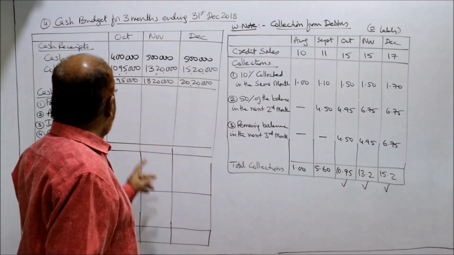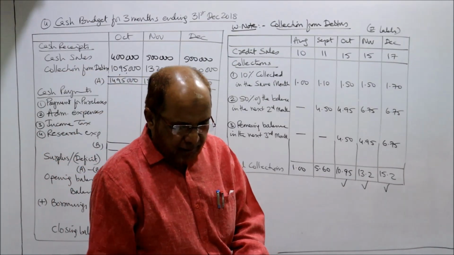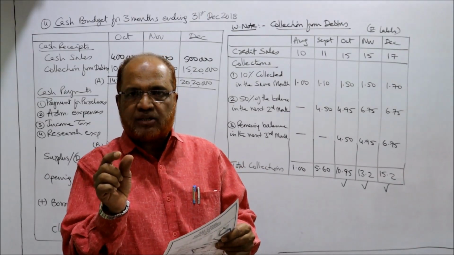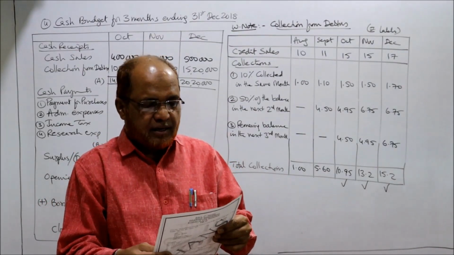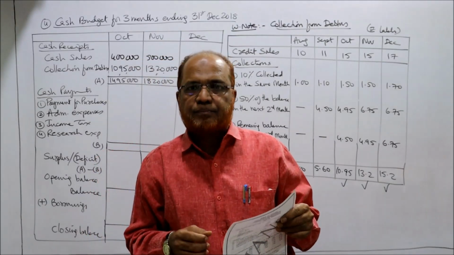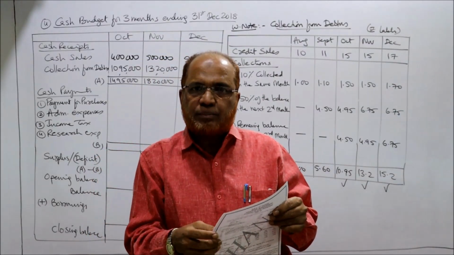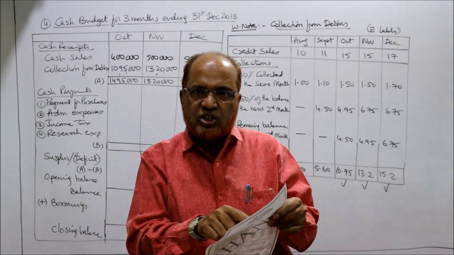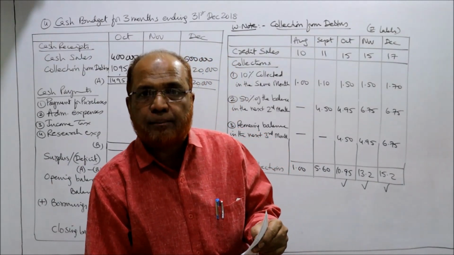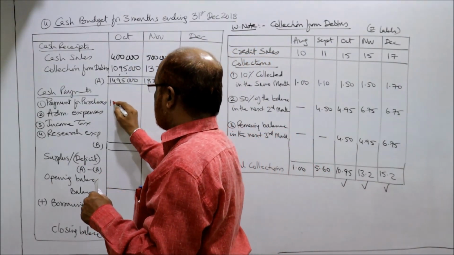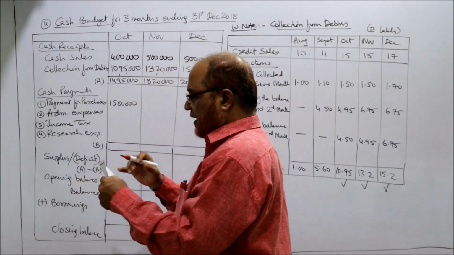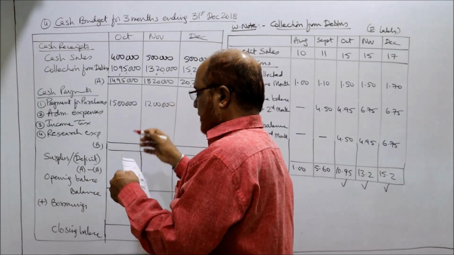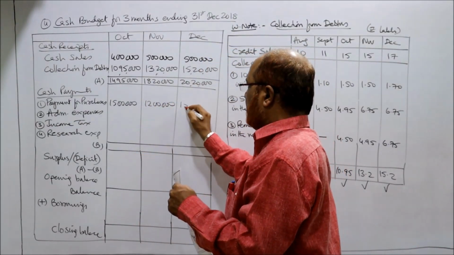We got the total. Now, payment for purchases. Purchases are paid in the month following the month of purchase. The purchase of a month will be paid in the next month. So purchases are 10 lakh for August. This will be paid in September. September's 15 lakh purchases will be paid in October. So October 15 lakhs. Then October's 12 lakh will be paid in November. November's 15 lakh will be paid in December.